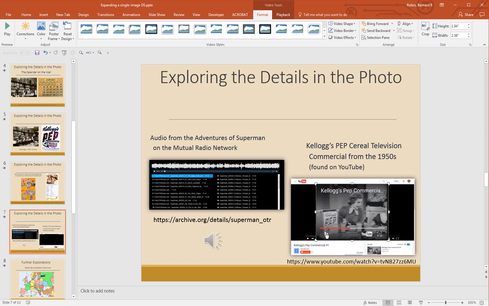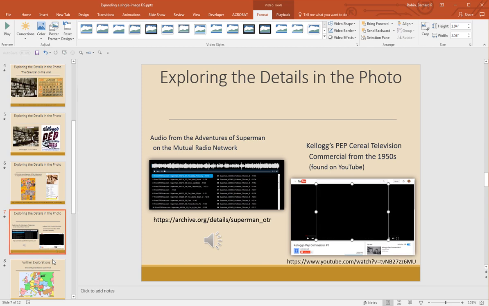So this would facilitate all kinds of interesting discussions in a classroom about how fashion has changed and culture has changed and the portrayal of women has changed. And so these are wonderful explorations that you might do related to your single image digital story.